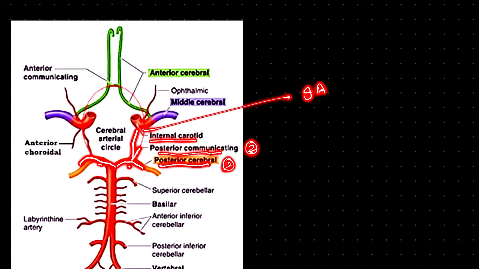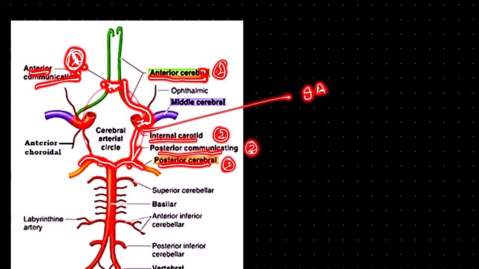Similarly, we have the internal carotid artery, 2 in number. After this internal carotid artery we have the anterior cerebral artery, 2 in number. And in between, connecting these two, the anterior communicating artery. This is not 2, it is 1 in number, sorry, just in the midline. So 1, 2, 3, 4, 5, 6, 7, 8, 9, total 9 arteries.